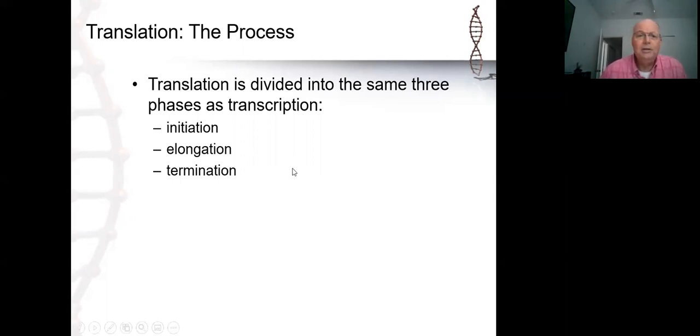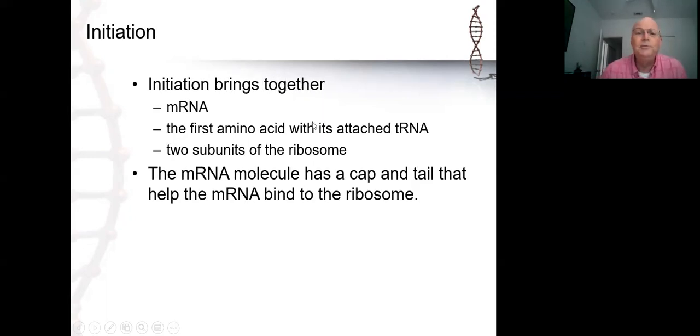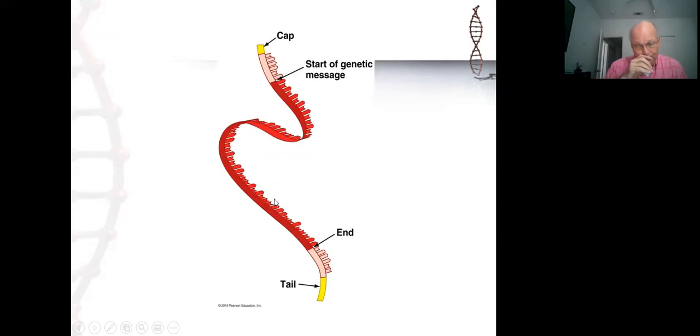So let's take a look at initiation first. In initiation, you've got to bring together the messenger RNA and the two components, the two subunits of the ribosome, along with the tRNA that is going to bind to the start codon, which is, of course, a tRNA for the amino acid methionine, because it serves the same purpose.